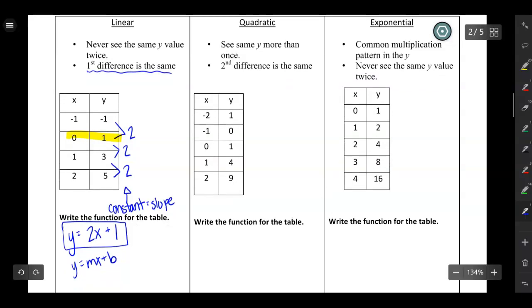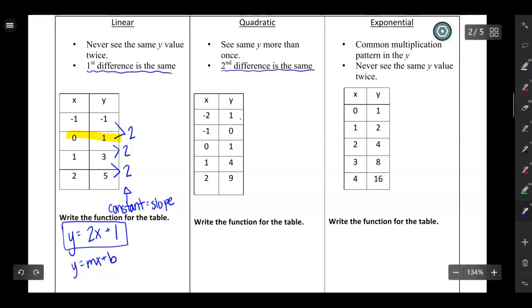All right, let's look at quadratics. One way to identify a quadratic from a table, or one clue, is that you're going to see the same y value more than one time. So you can have repeats in your y column. And here the second difference is the same. So let's go ahead and take a look at the second difference.